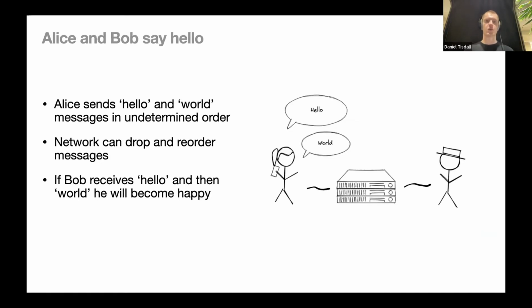So we'll model a system where Alice sends hello and world messages to Bob in an undetermined order. And there's a network, a non-reliable network that can drop and reorder the messages. If Bob receives hello and then world, he'll become happy. Otherwise, he will just stay in a neutral mood.